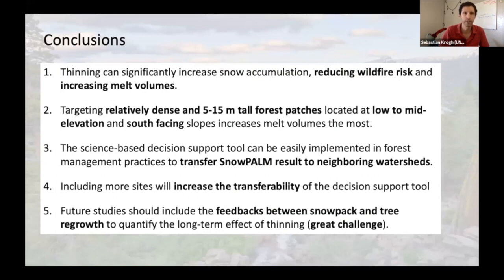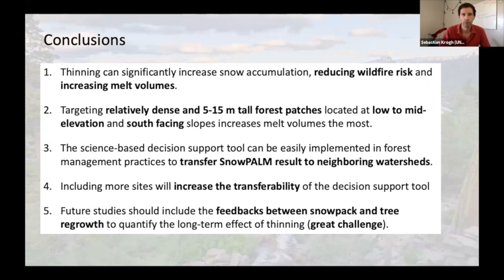And just quickly to conclude, our results show that thinning can significantly increase the snow accumulation, which has benefits for reducing wildfire risk and increasing melt volumes. We show that targeting relatively dense 5 to 15 meter tall forest patches located at low to mid elevation increases melt volume the most. This science-based decision support tool can be easily implemented. You don't need to run SnowPALM again. It's just a relatively simple machine learning tool that runs really fast, and you can apply that to neighboring watersheds.